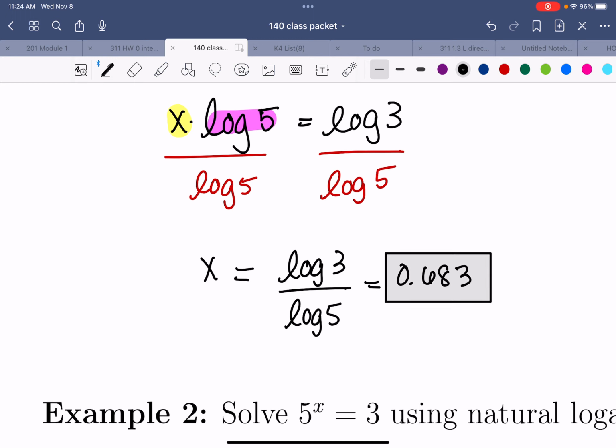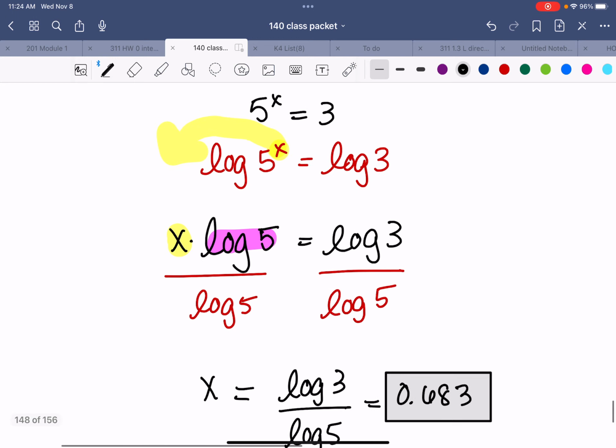Okay, now you do kind of want to check to make sure that that makes sense. And we can take 5 to some power, and that's going to give us the 3.